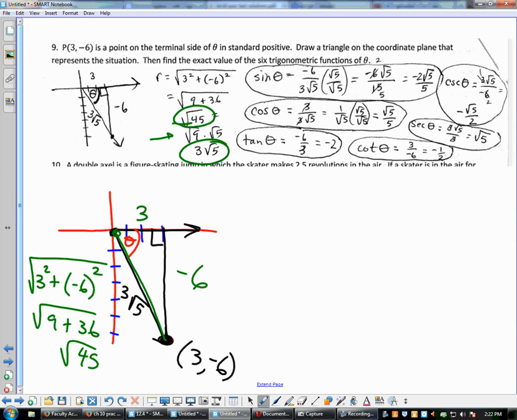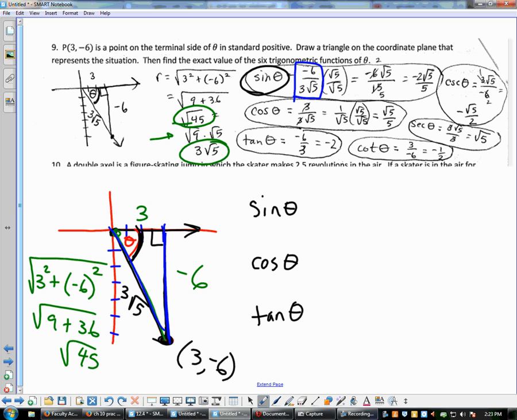And the rest is just like problem number 1 or 2 on this practice test, where you just have to find sine of theta, cosine of theta, tangent of theta, and so on. All right, so that's all written here. So if I want the sine, let's start with sine. Sine of angle theta is going to be the opposite side, which is negative 6, over the hypotenuse, which is 3 rad 5. I have that written right here.